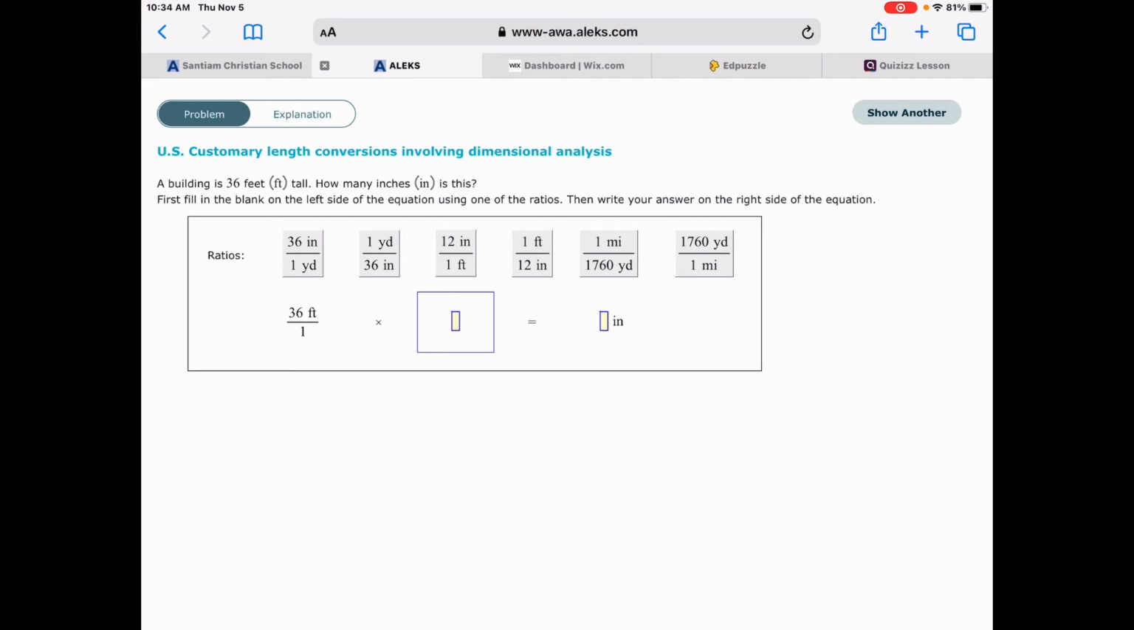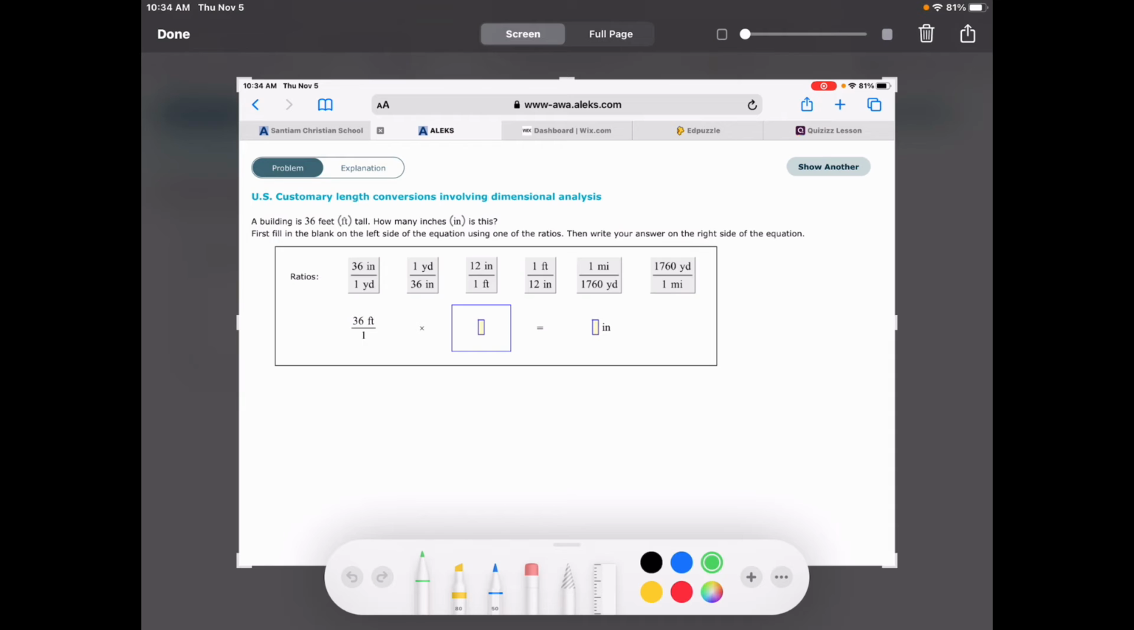So now I'm looking at one of these problems, U.S. customary length conversions involving dimensional analysis. That's just a fancy way of saying we're going to choose the units so that they cancel. In this case, it says a building is 36 feet tall. How many inches is this? So we want to convert 36 feet into inches. We have 36 feet, and we can put that over 1. We don't have to have a unit on the bottom. And we want to get it to cancel so that we only have inches left over.